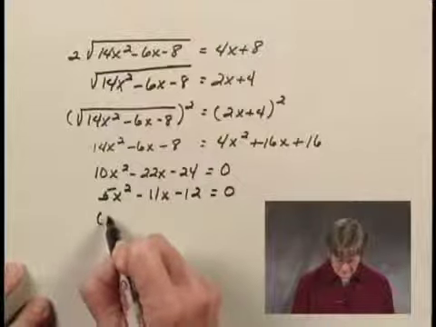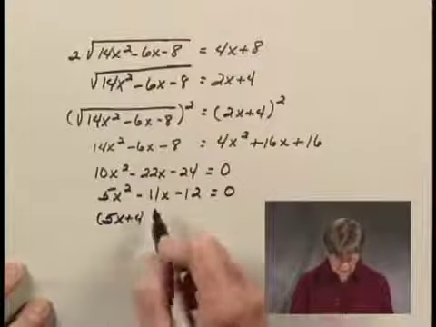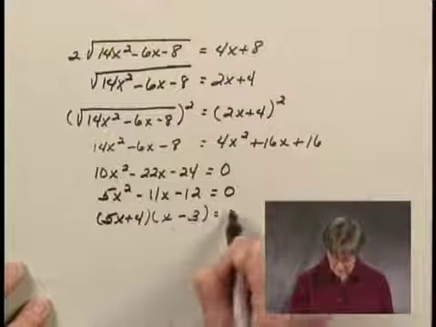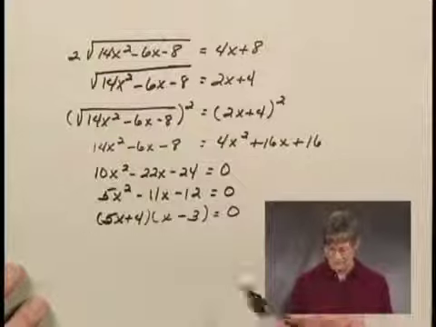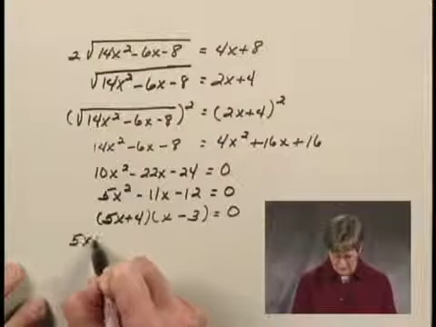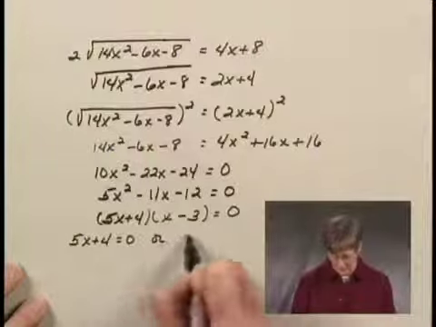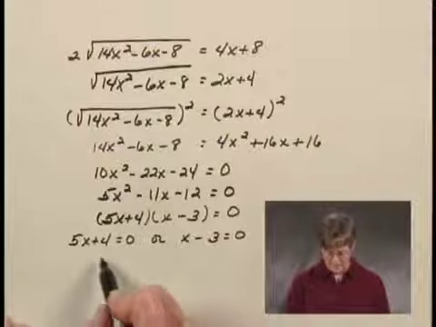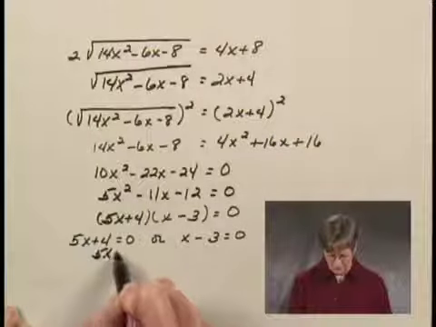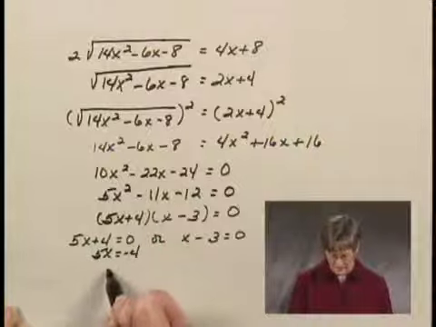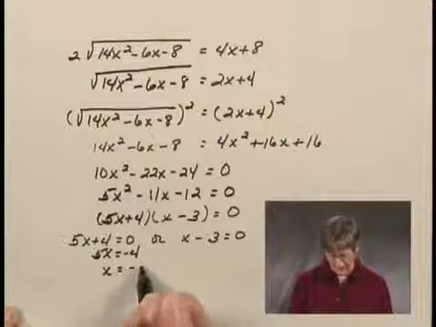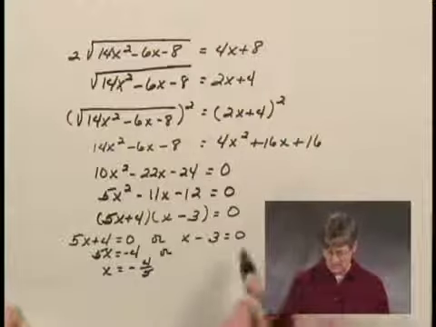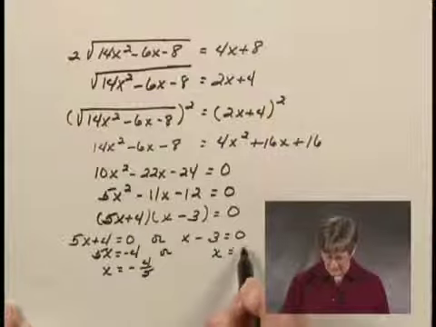I can factor this as 5x plus 4 times x minus 3, that's equal to 0. And now I can use the principle of zero products. We have 5x plus 4 is equal to 0, or x minus 3 is equal to 0. When I solve here, I get, subtracting 4 on both sides, 5x equals negative 4, and dividing both sides by 5, I get x equals negative 4/5. Or solving this equation by adding 3 on both sides, we get x equals 3.